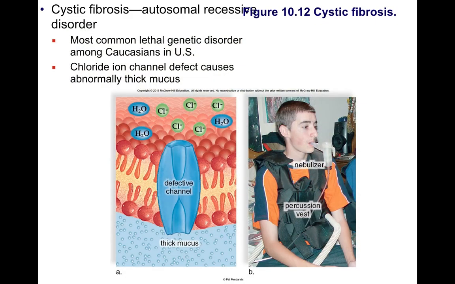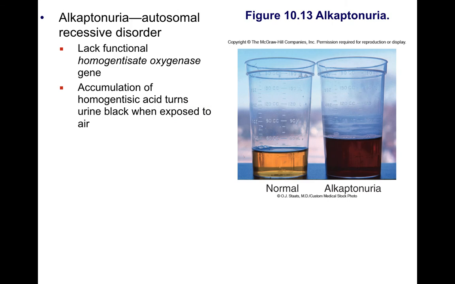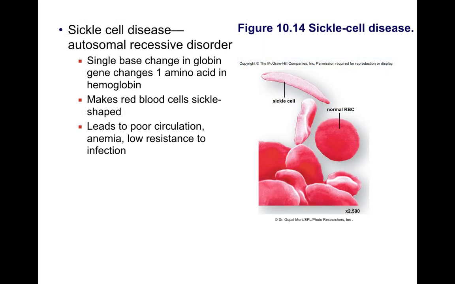Another example that some of you might have heard about is cystic fibrosis. And that is, again, a recessive disorder in autosomes. Very unfortunate consequences for the quality of life for someone who suffers from it. And there are many other examples of conditions. For example, your urine changing color when exposed to air. And of course, my favorite condition, sickle cell disease.